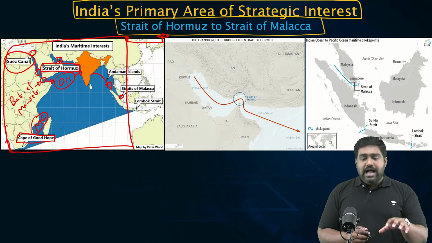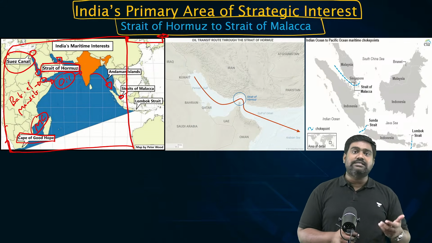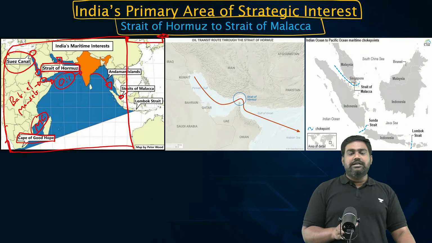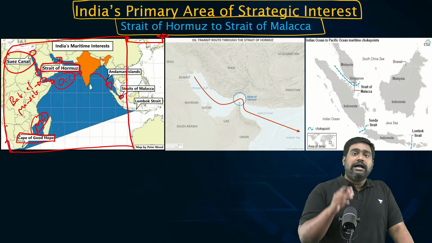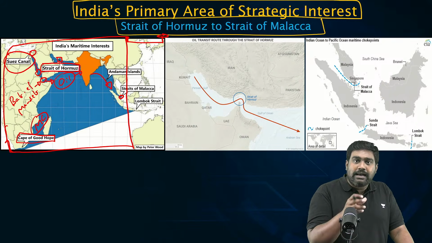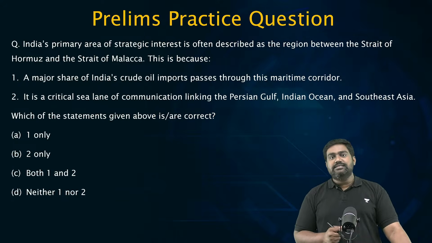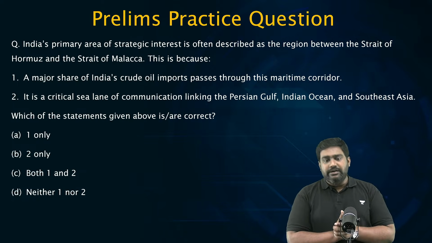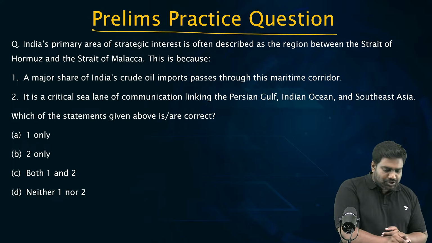So, this is why having a primary area of strategic interest is important. Clear? It will help optimize the limited resources and budget that we have, and it will help us pay more attention to the regions which really matter to India's security and stability. Now, I hope this important concept is clearly understood. Take up this prelims question.